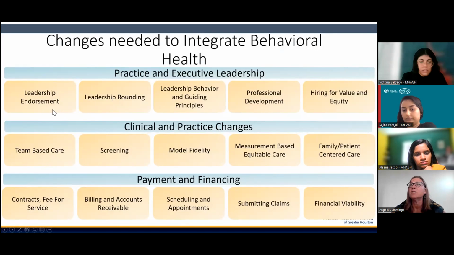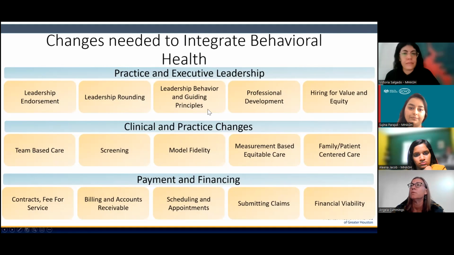At the leadership level, you've got to have leadership endorsement, right? This is going to take resources, and to get those resources, you've got to have buy-in from your leadership. Leadership rounding: they need to be walking around, knowing what's going on, having behavioral health guiding principles, so getting this into the mission and vision and the principles at the clinic level. Professional development: you have to be able to support your existing providers to make these changes, right? We can't just expect people to show up one day and be able to change the way they've been working.